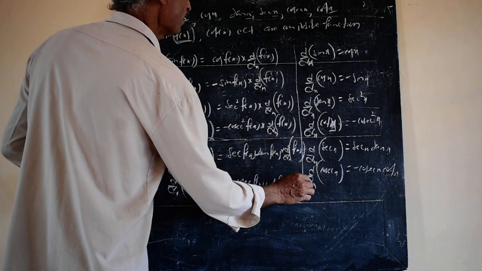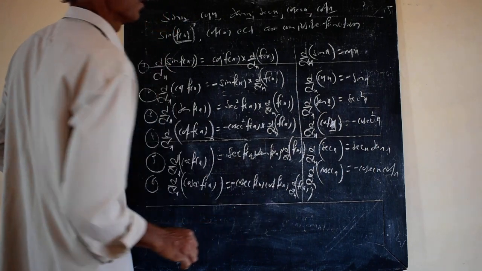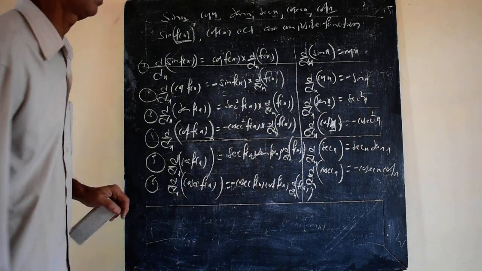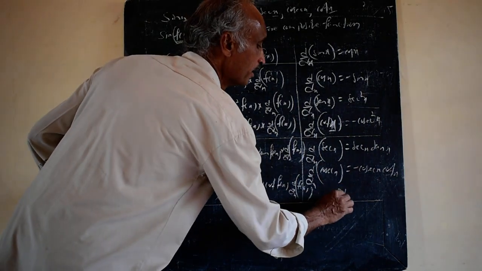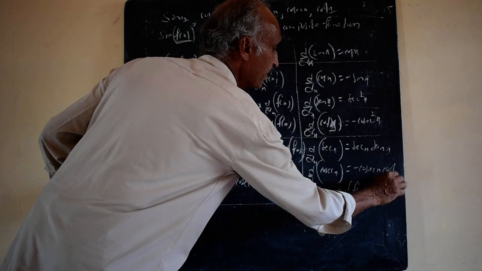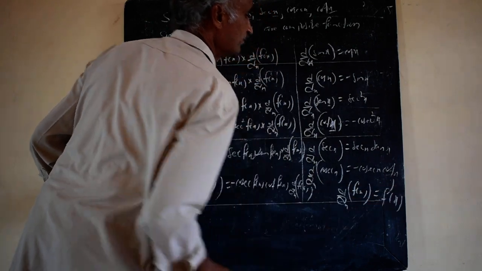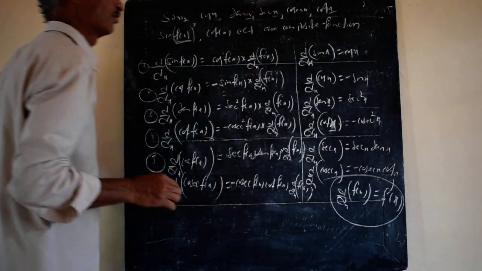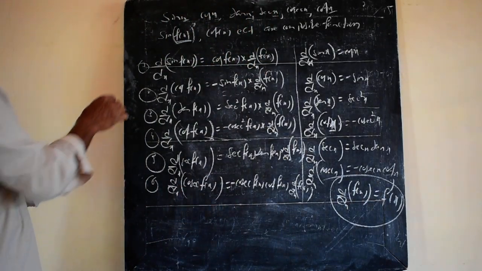In short, d by dx of f of x can be written as f dash of x. Mind you, d by dx of f of x can, in short, be written as f dash of x. F dash of x means d by dx of f of x.